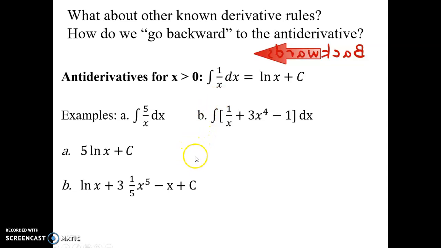So here are some examples. The antiderivative of 5 over x dx would be the same thing as 5 times 1 over x dx, which would be 5 times the natural log of x plus c. The general antiderivative of 1 over x would be the natural log of x. The general antiderivative of 3x to the 4th would be 3 times 1 over 5x to the 5th. And the general antiderivative of a number is just negative x in this case, plus c.